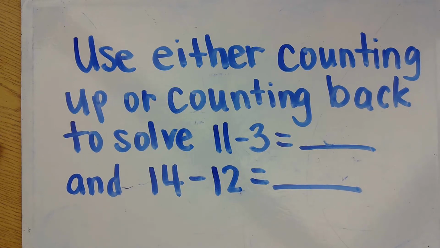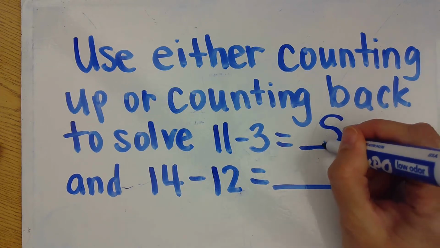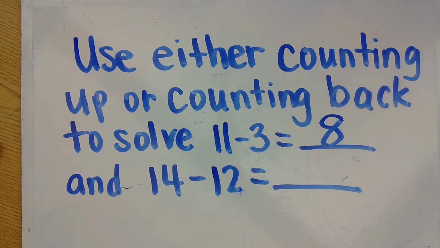Okay, so 11 minus 3 equals 8. You got it. And 14 minus 12 equals 2. If you said 8 and 2, you are correct. So, how did you decide which strategy to use, either counting up or counting back?